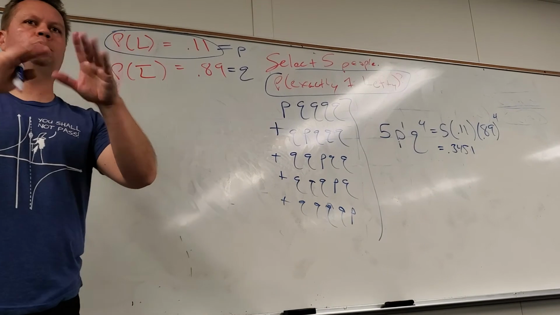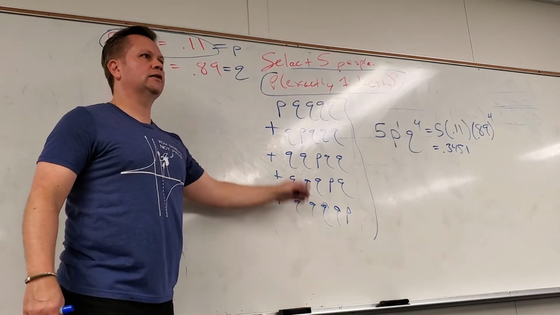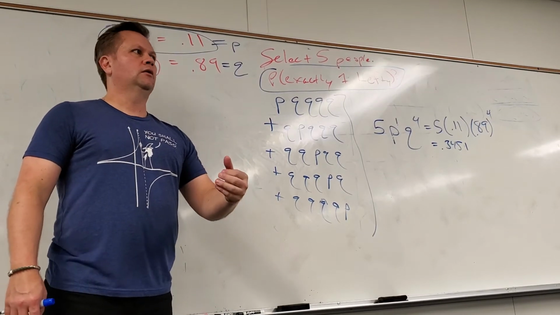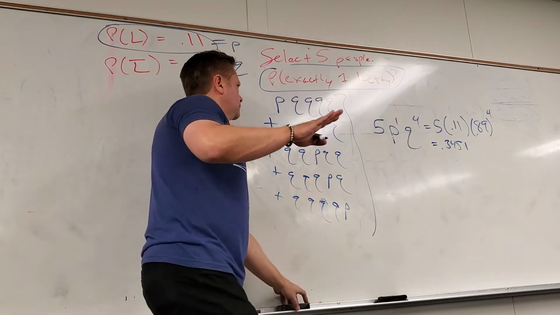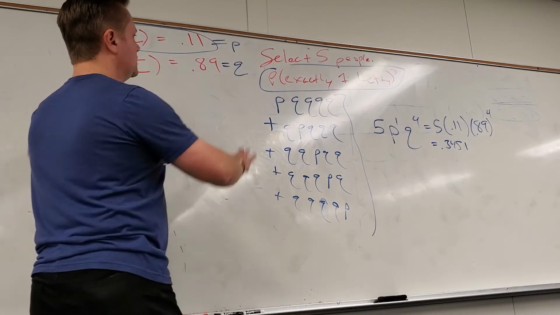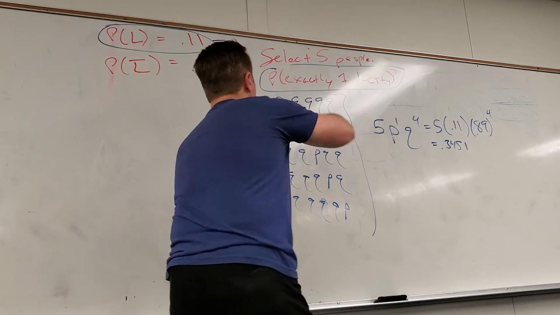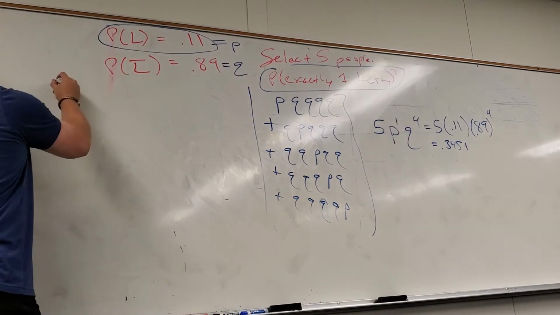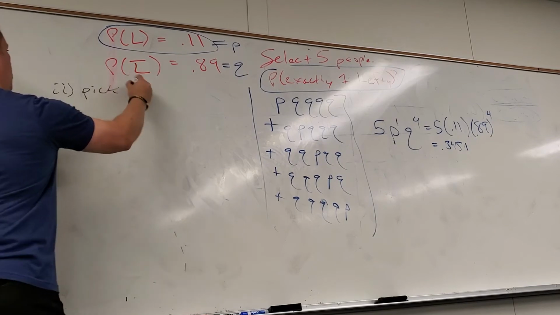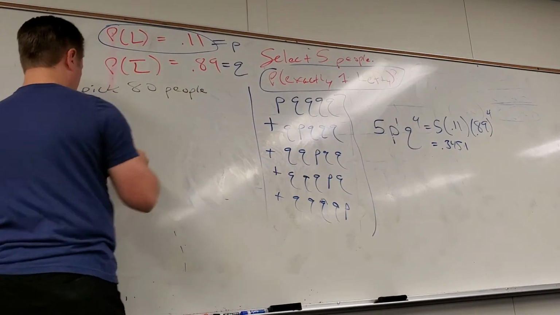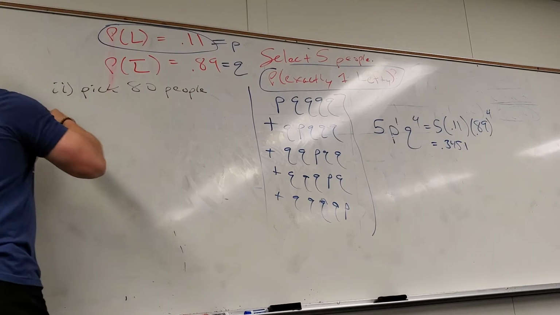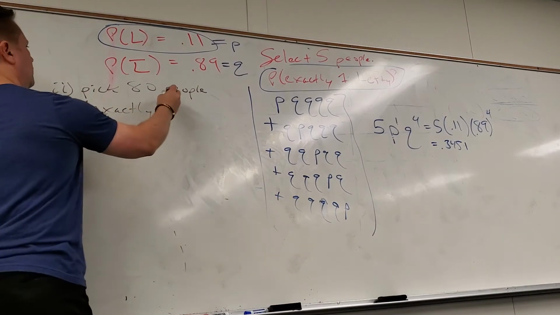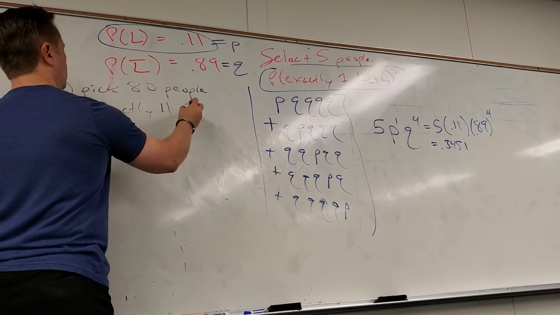Now watch, let me show you. We're not going to keep making this list, because this list gets bigger than you could imagine very quickly. For example, what if instead of five people, I pick 80 people? One of you guys is going to work. And I want to know the probability that exactly 11 are left-handed.